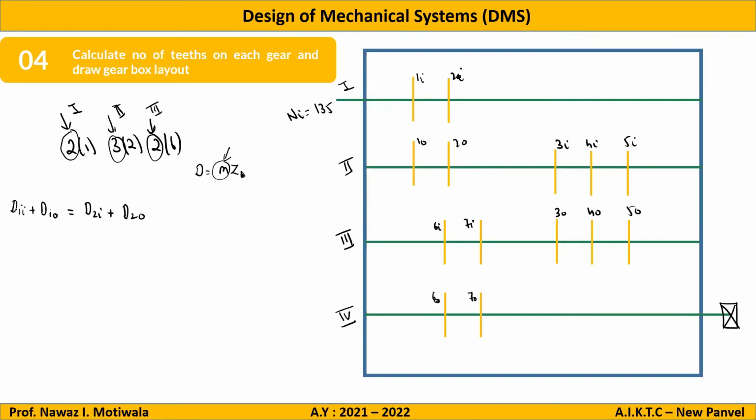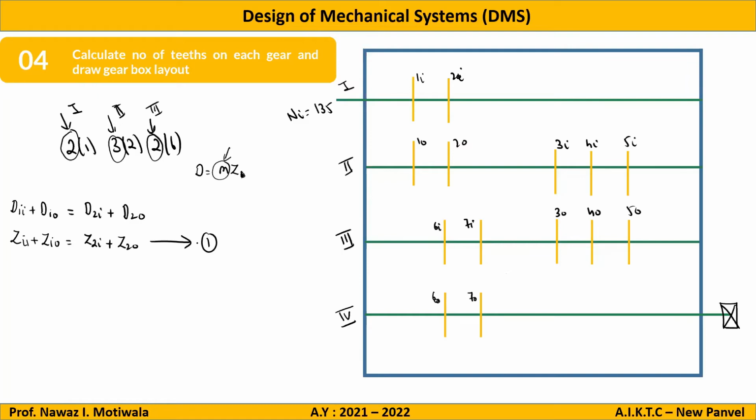So in place of diameter here, I can now replace it by number of teeth. So I will write therefore z1i plus z1o, or 1i, whichever you want to write, is equal to z2i plus z2o.